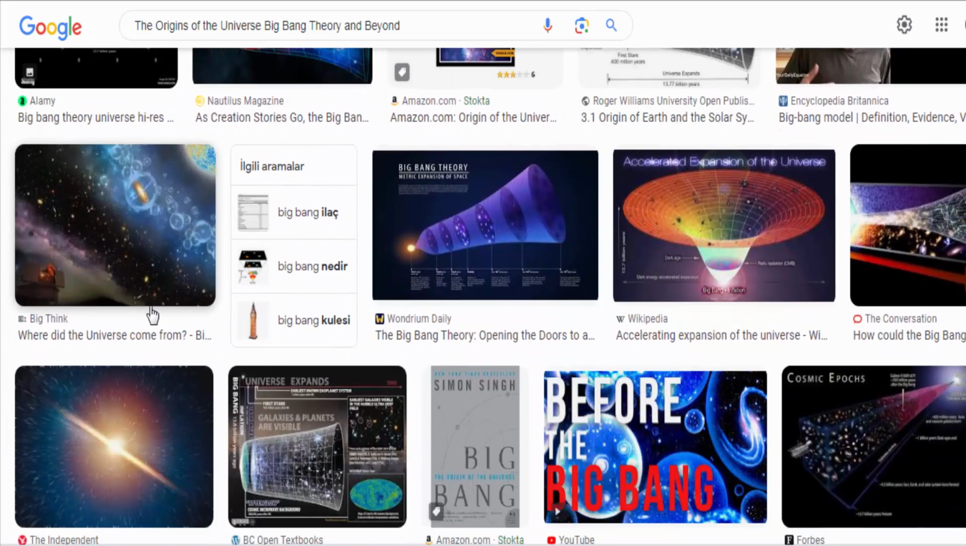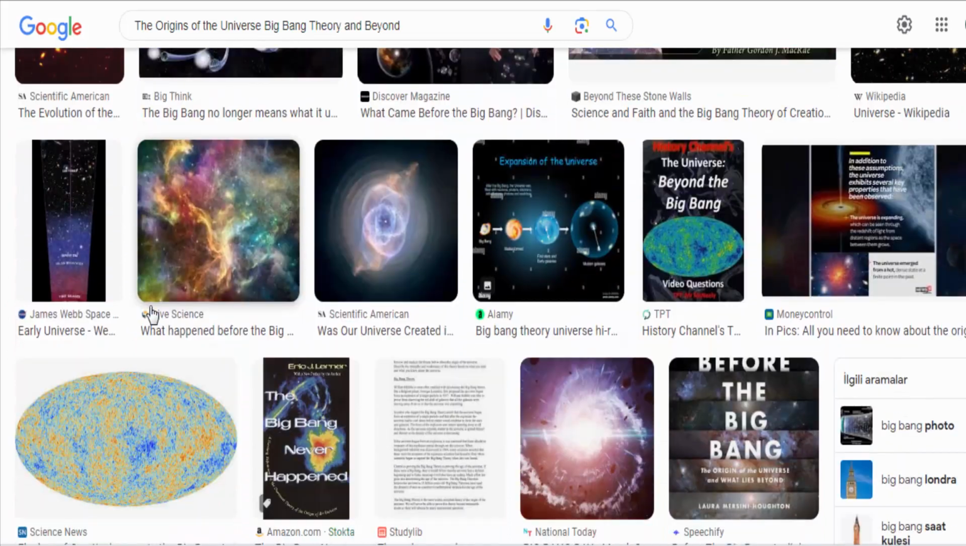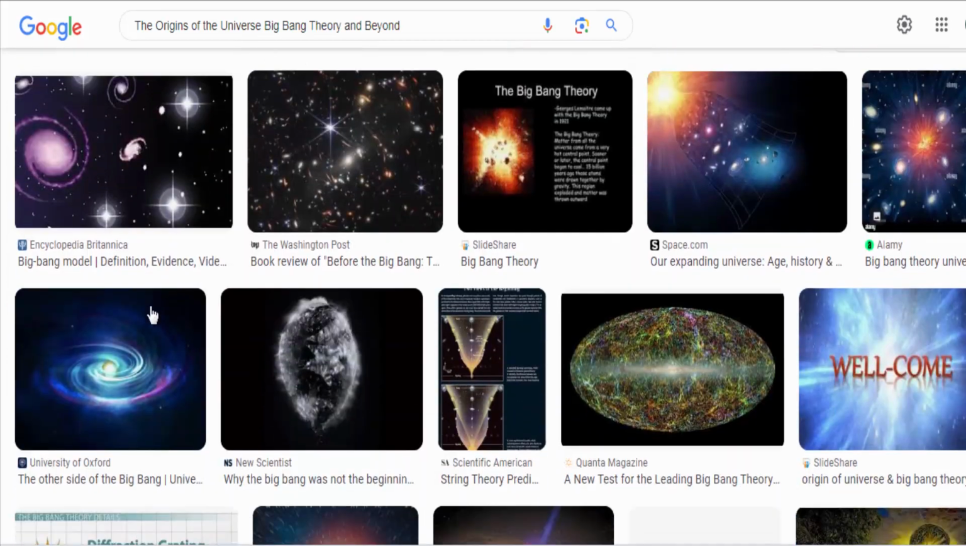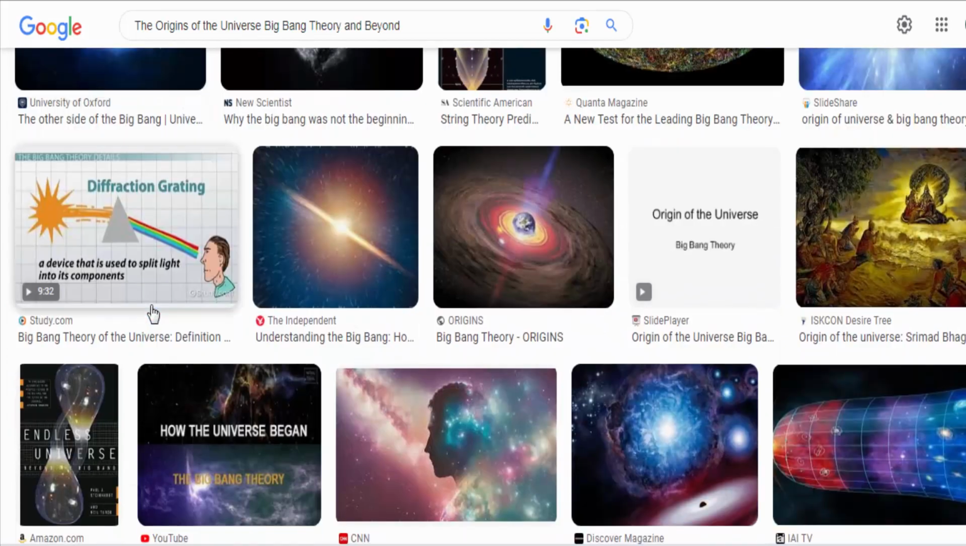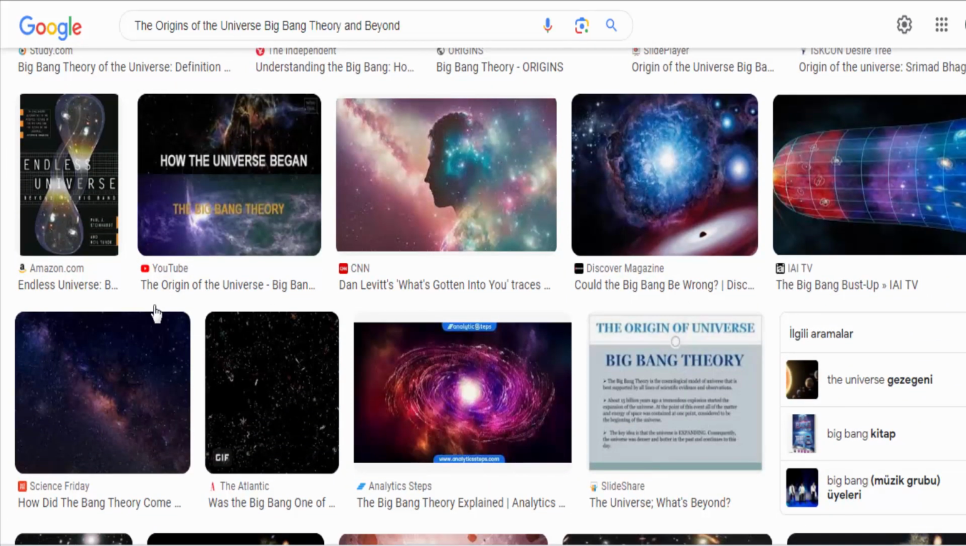String theory and other proposals in quantum physics are also being studied to gain a deeper understanding of the fundamental nature of the universe. These theories aim to unify all the fundamental forces of nature, including gravity, into a single framework. In summary, the Big Bang theory provides our current understanding of the origins of the universe.